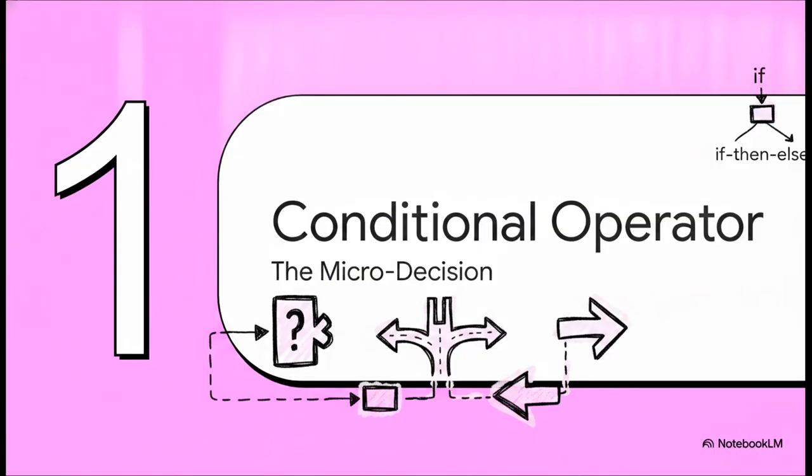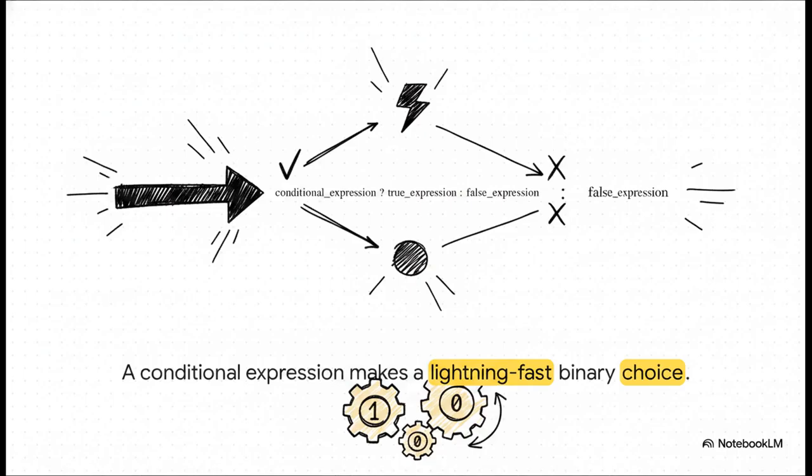Kicking things off with section 1, the conditional operator, or what I like to call the micro decision. So here is the absolute baseline of logic routing in Verilog. It all comes down to a question mark and a colon. It works like this. The code evaluates the conditional expression first. If that condition evaluates to a 1, meaning it's true, we choose the first expression immediately after the question mark. But if it evaluates to a 0, meaning it's false, we simply skip over to the other side of the colon and pick the second expression. It's an incredibly fast, lightning-quick 2-to-1 choice.